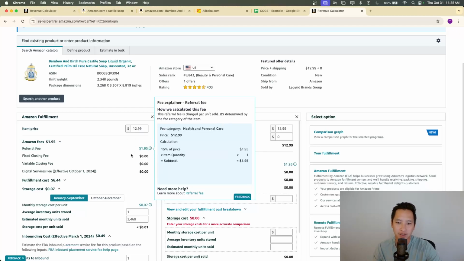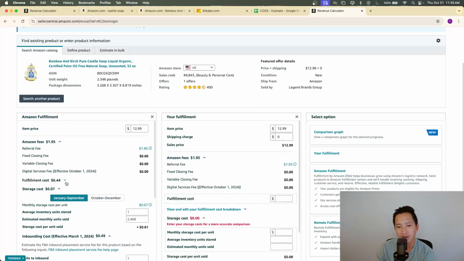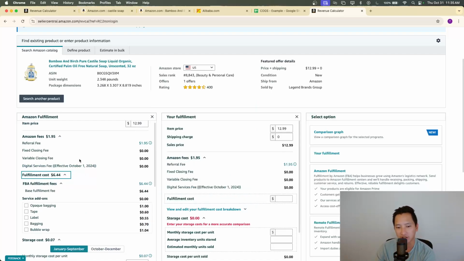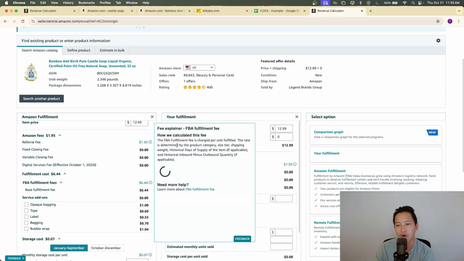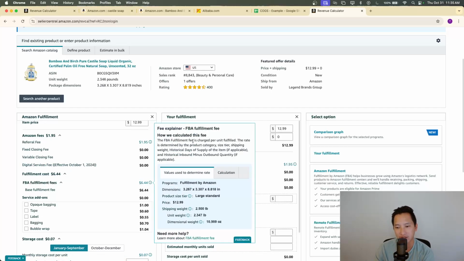Amazon calculates this percentage for you in this revenue calculator. The second cost that you want to look at is fulfillment cost. Now, what exactly is this? Amazon explains exactly what this is, but what this looks at are your dimensions, your weight, and the fee is calculated based off of this.